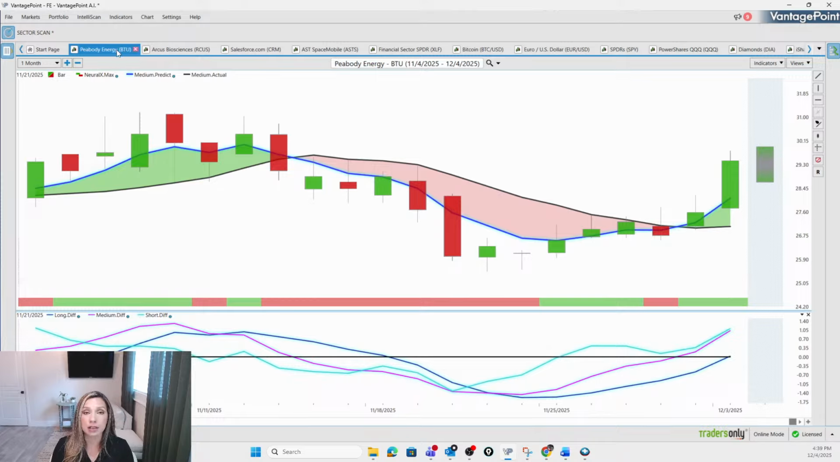So if you notice, I actually did the scan earlier, and I'll show you some of the results here. But in fact, BTU, the one that we looked at originally, came up in the IntelliScan. That's an energy stock. Do you have more confidence knowing that most energy is moving in that direction right now? Probably so, right?